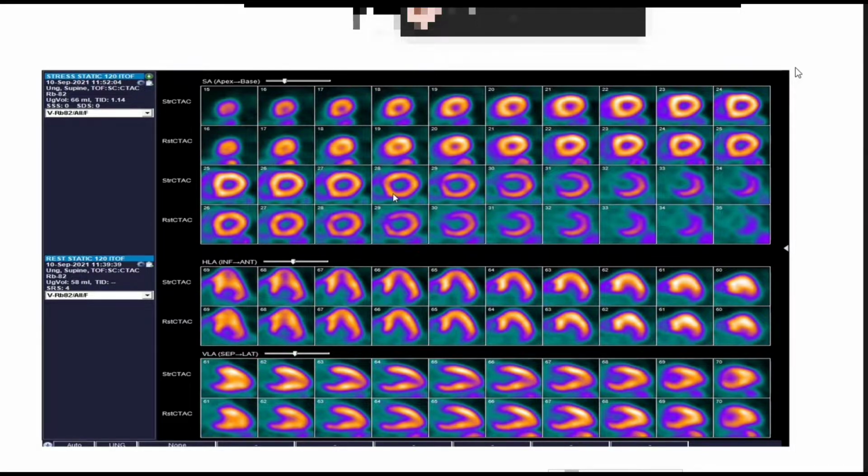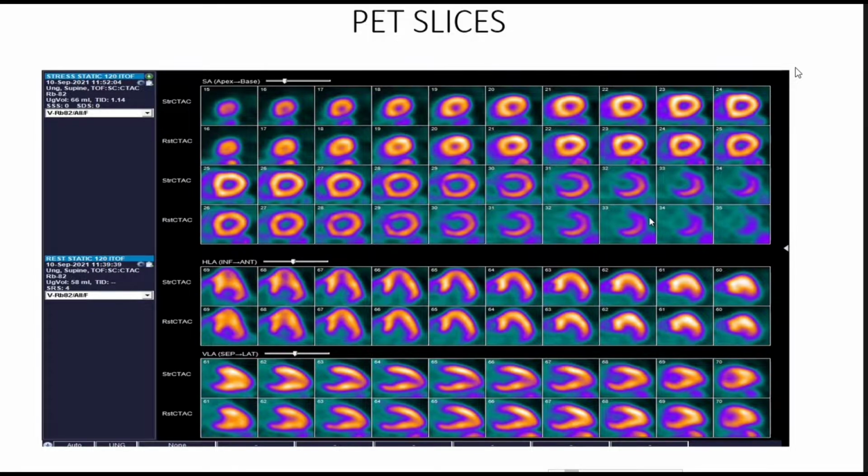The most notable thing on this is the TID, which is transient ischemic dilatation. If you look at the chamber size here, it is larger than the chamber size here. That is TID. And so the question is, because that's a ratio, did the heart actually increase by 14% from rest to stress?